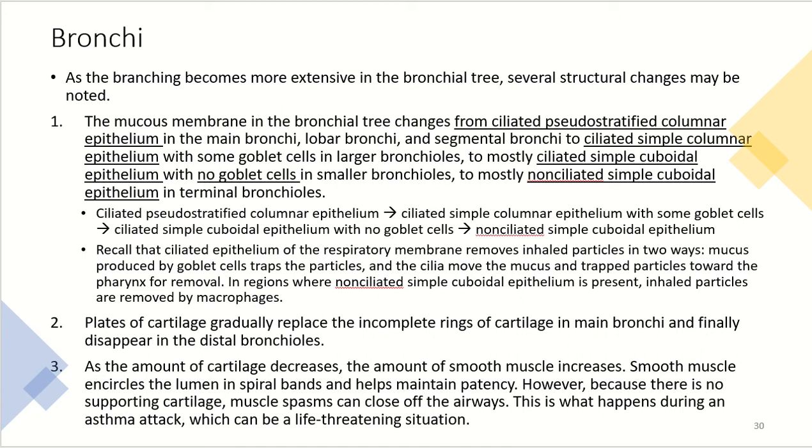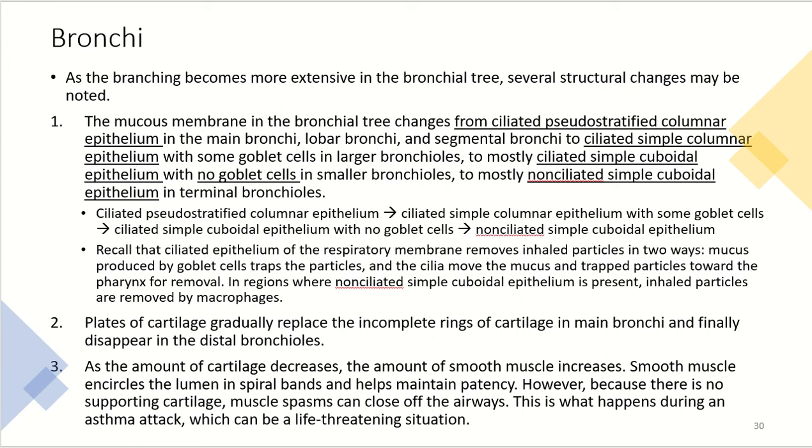So you can see here the layout or the progression of the tissue, moving down the mucous membrane and down that bronchial tree. The plates of cartilage are also going to change. These are going to gradually replace those incomplete rings of cartilage that are in the main bronchi, and then they're finally going to disappear in the distal bronchioles.